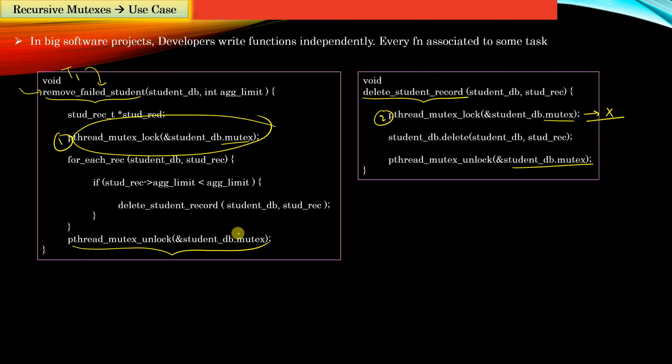So this was the case of recursive mutexes, and I hope with this example it is very crystal clear why and where you should use recursive mutexes and in what scenarios the normal mutexes would fail.